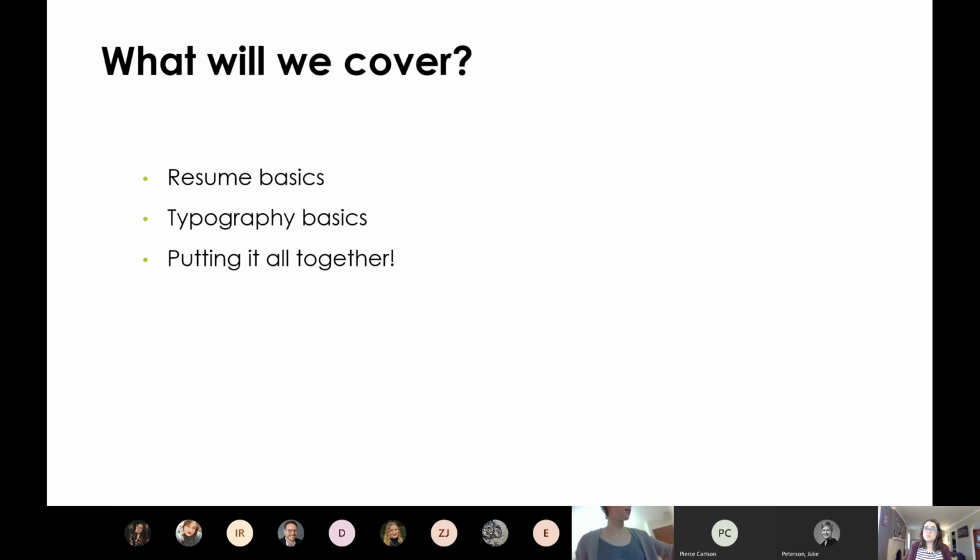So tonight we're going to cover those basics. I touched on those. We're going to talk a little bit about typography. It's not very often I get to talk about typography with students when I talk about resumes. So yay. And then we're going to put it all together and look at some examples and see what works, what doesn't work.